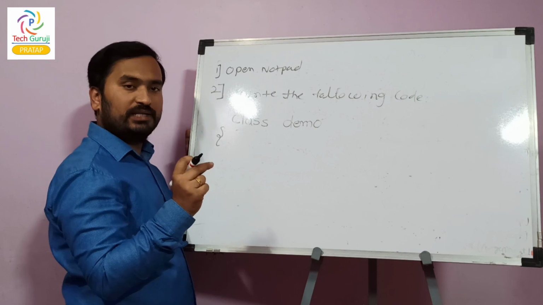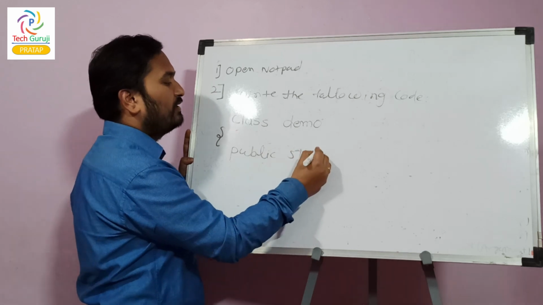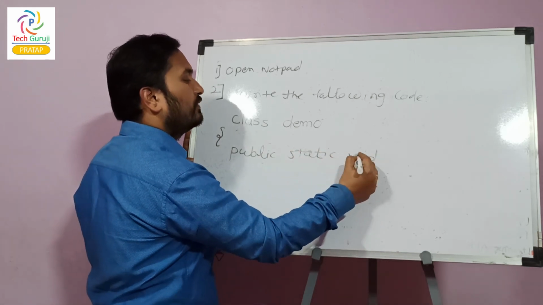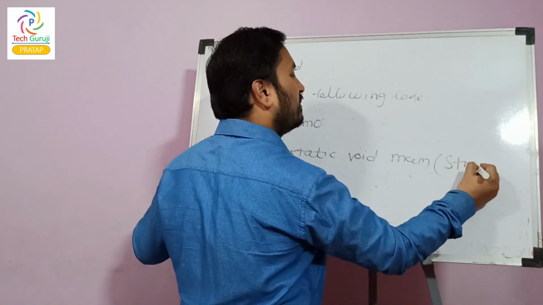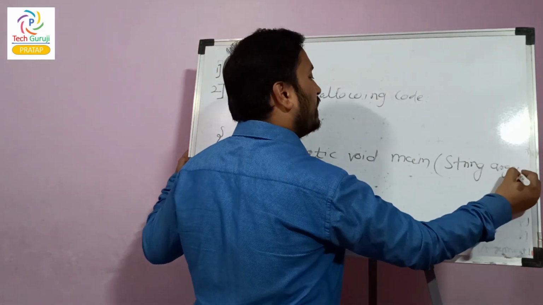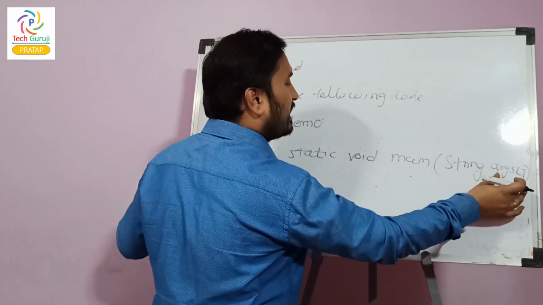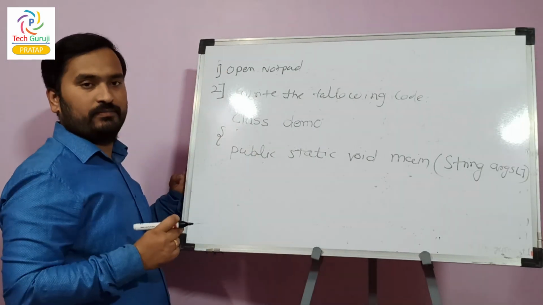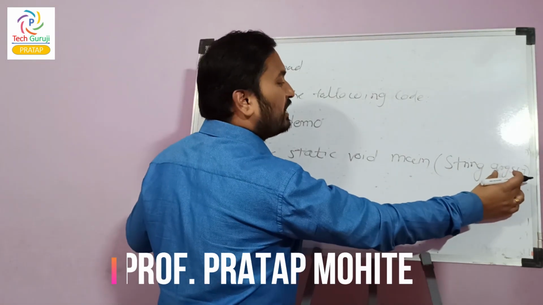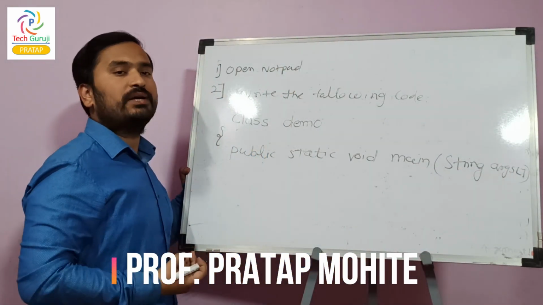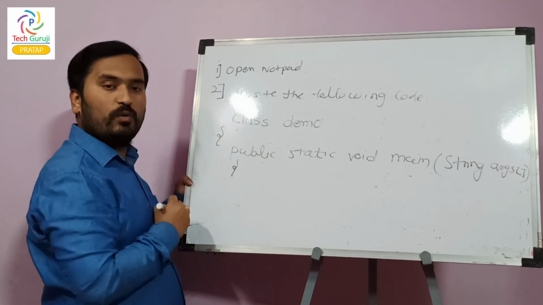We have to use a main method here. So main method: public static void main, and in the round brackets, String args. Args is the argument and String is the data type. So we are creating an args array by using String. We have not mentioned any size, so it is dynamic in nature. Whatever parameters or data we send to the program, it will take as it is. After that, curly bracket open.